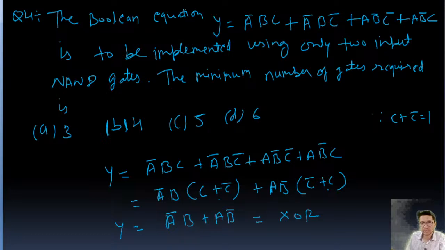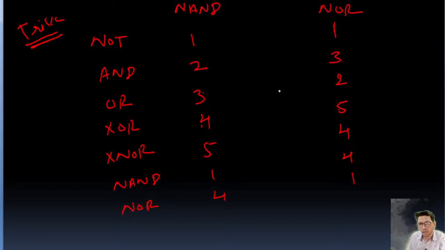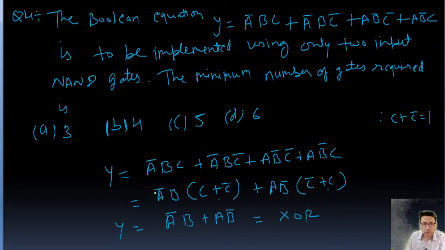This is an XOR. For making an XOR gate, how many NAND gates are required? 4. How many NOR gates are required? 5. So for making an XOR gate, how many NAND gates are required? 4.